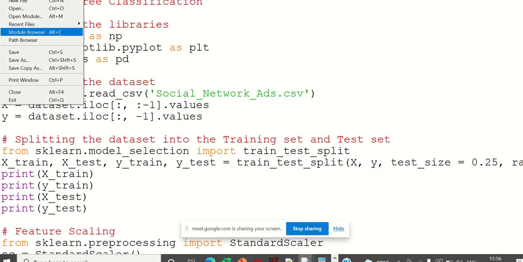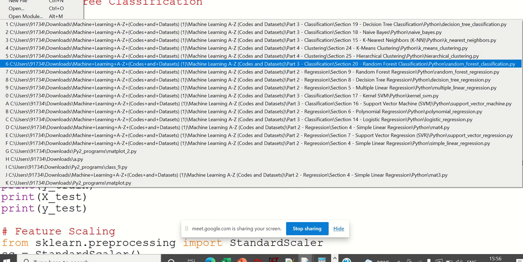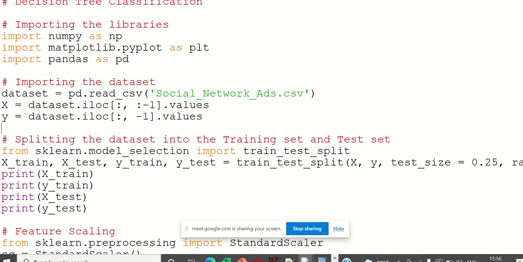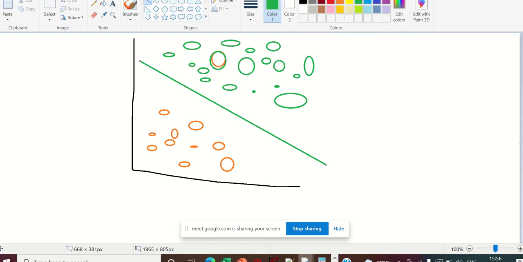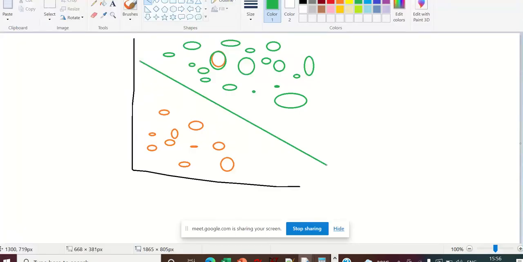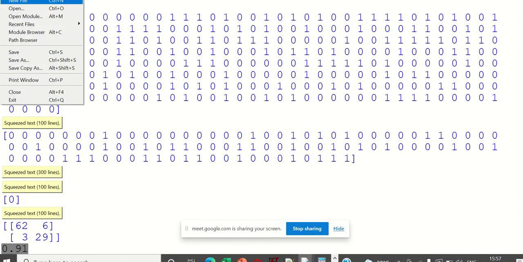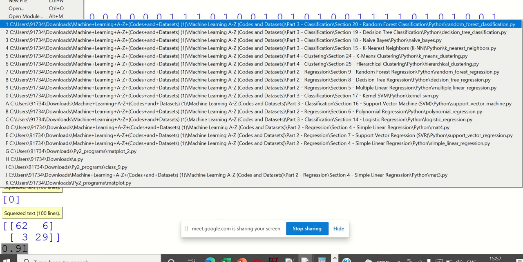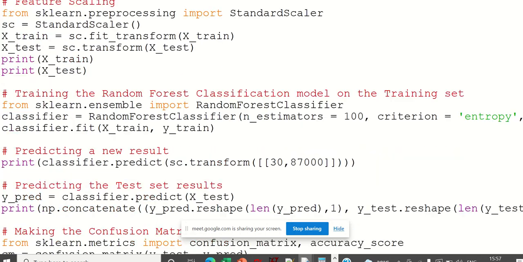Then random forest classification. I will share that. Oh, it is not showing up. Okay, so random forest classification, everything is same.